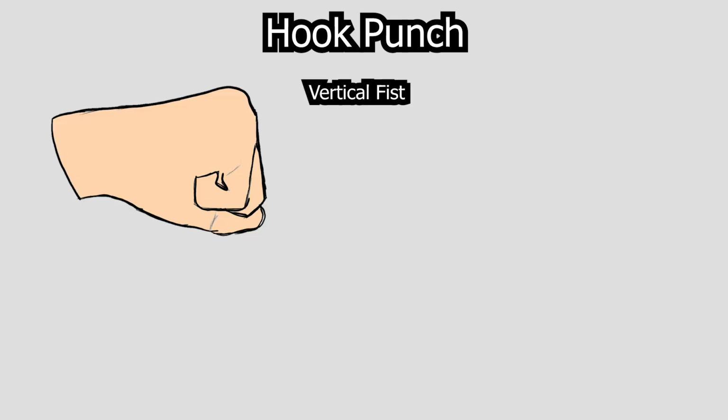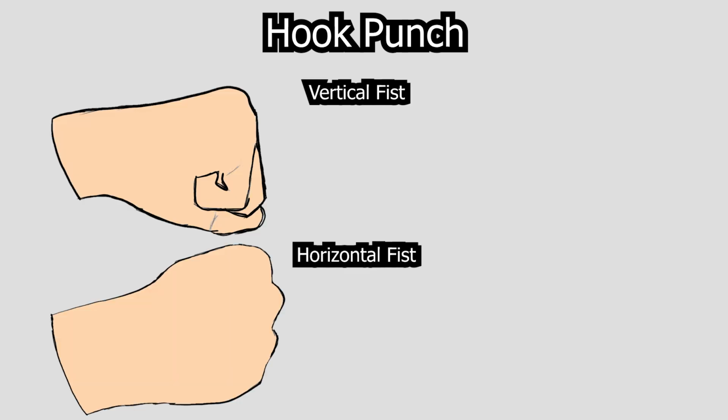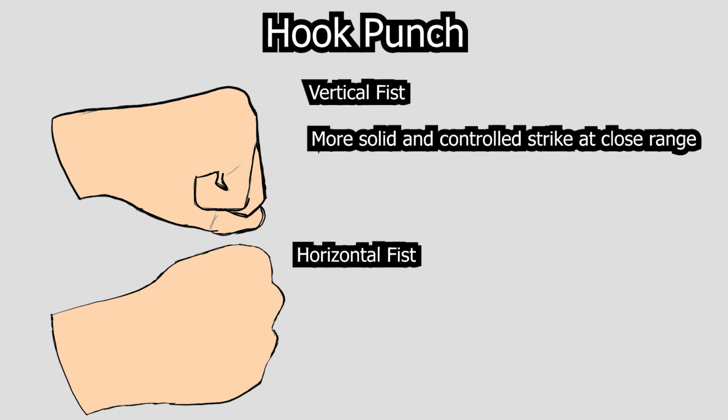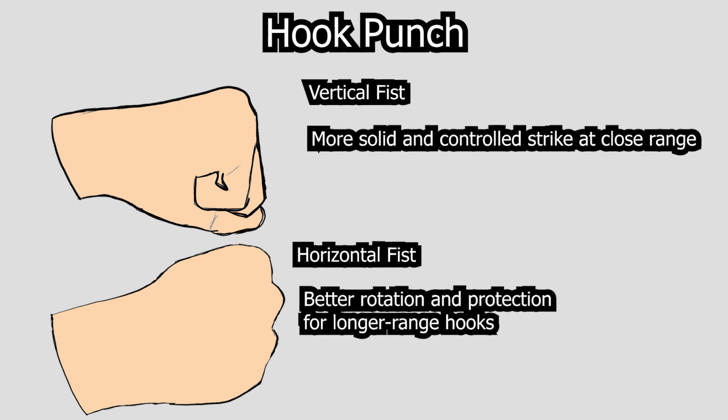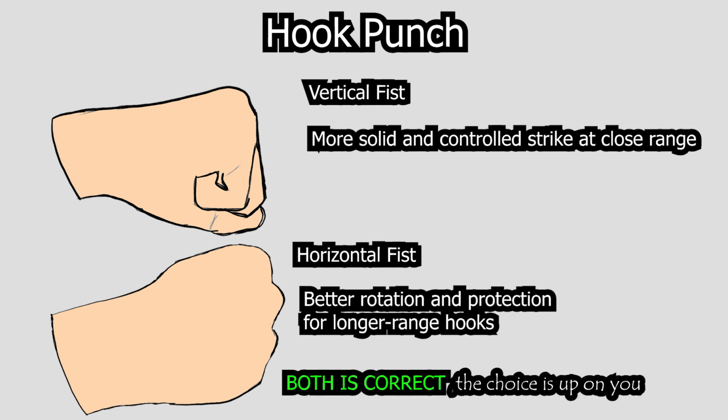Finally, the position of the fist upon impact is crucial. When throwing a hook punch, the fist can be positioned either vertically, thumb up, or horizontally, thumb inward. A vertical fist provides a more solid and controlled strike at close range, while a horizontal fist offers better rotation and protection for longer-range hooks. The choice of technique depends on personal comfort and fighting style.